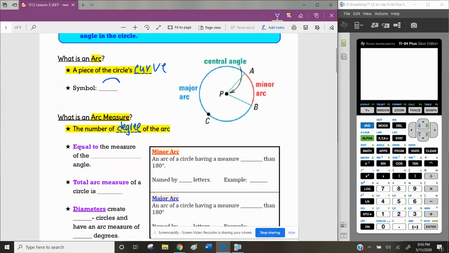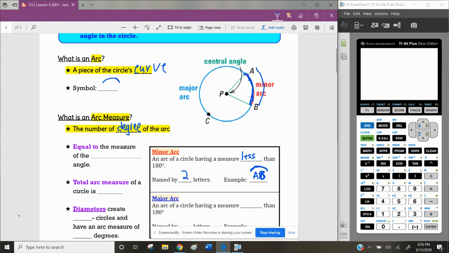An arc of a circle having a measure less than 180 would be called a minor arc. So AB, this arc right here, would have a measure that is less than 180, and we would name it by two letters. So we're going to draw the arc to represent that's what we're talking about, and then name it with the 2 points that represent the portion of the arc that we're discussing. So here's the 2 points, A and B. Here's the piece that we're discussing.